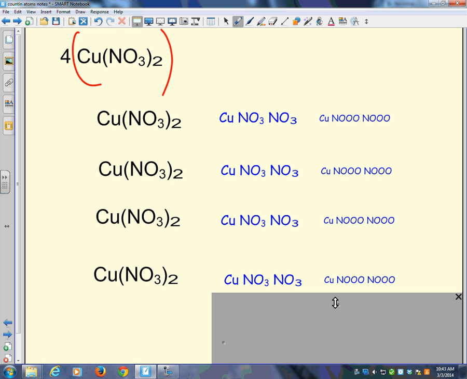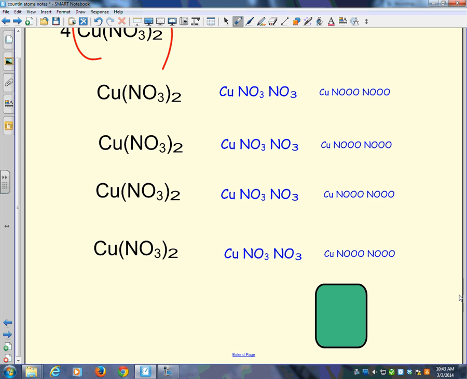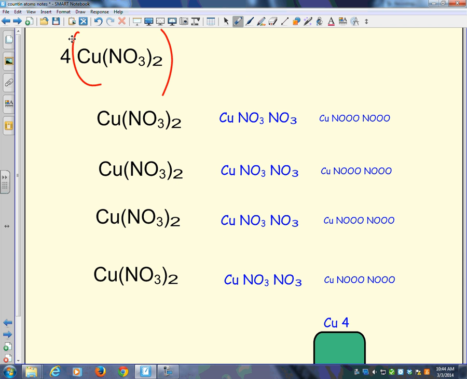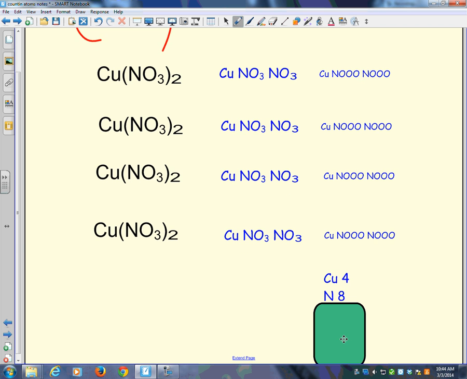So how many do I have all together? How many Cus? 1, 2, 3, 4. How many N's? 1, 2, 3, 4, 5, 6, 7, 8. How can I get that out of this? How do I get my 8? I got NO3, 2. I got 2 N's, but I got 4 of them. 4 times 2 gives me 8 N's.